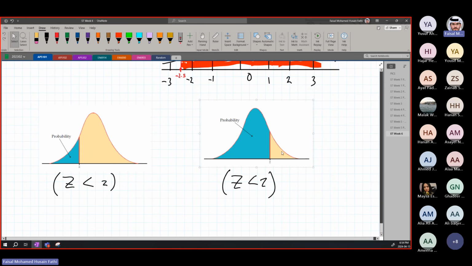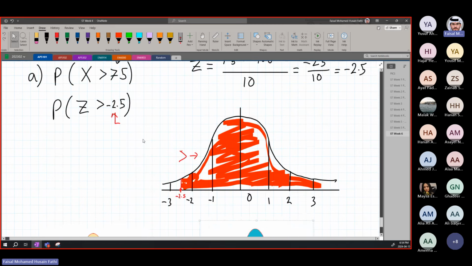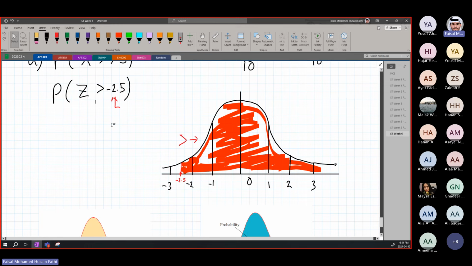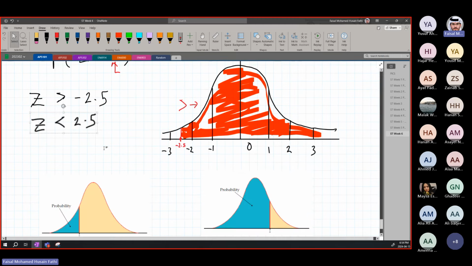We can directly use the graphs in that case. But in this case, we have greater than. When we have greater than, we cannot use these graphs. So what am I going to do? I am going to flip this sign. In algebra, if we have z is greater than negative 2.5, you can simply flip the sign and do this: z is less than 2.5. This is the first method you can do. Now we have a less than sign, and we change the sign from negative to positive. This is one method, and I will show you the other method as well.